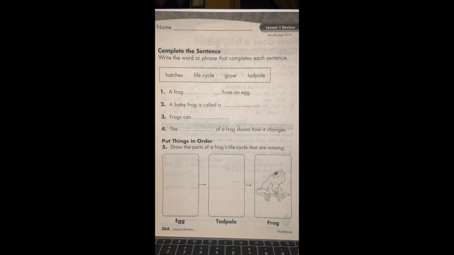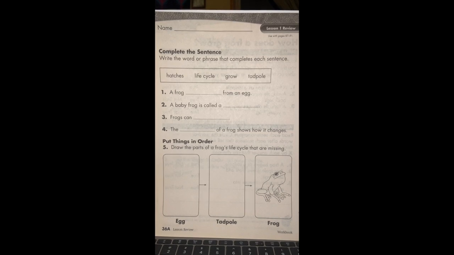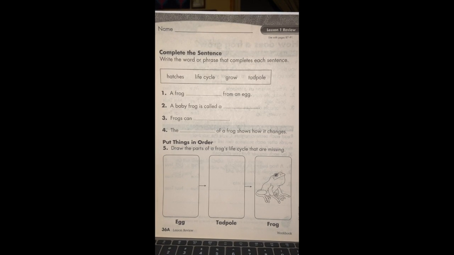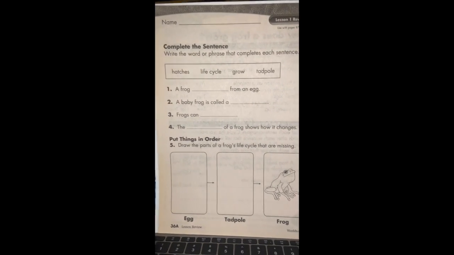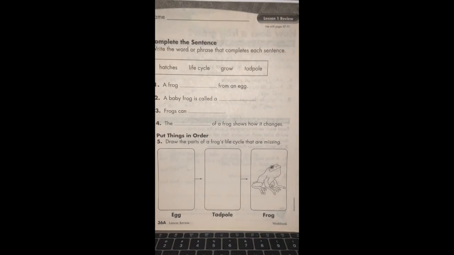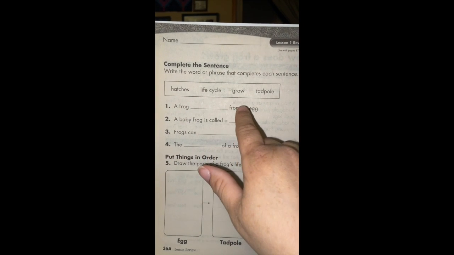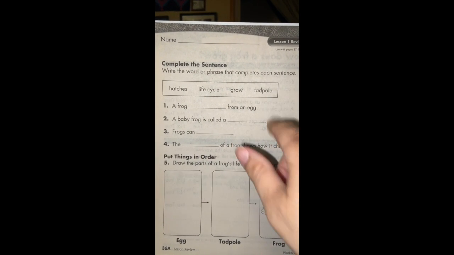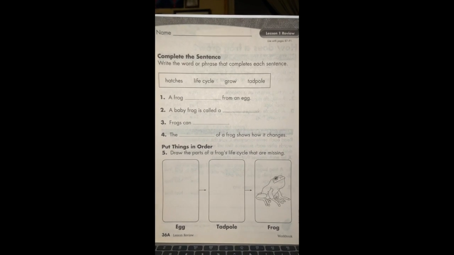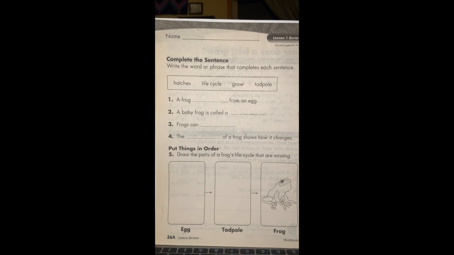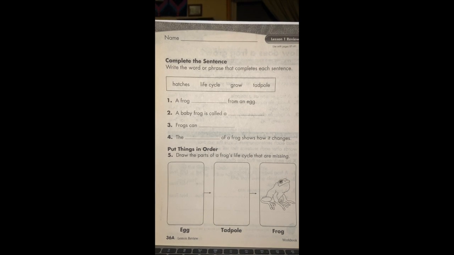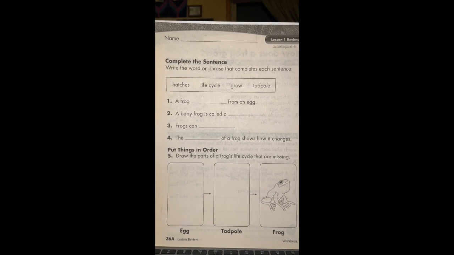Lesson 1 review. Complete the sentence. Write the word or phrase that completes each sentence. So at the top you have 4 words. You have hatches, life cycle, grow, and tadpole. So fill in the blank for each one. Number 1, a frog blank from an egg. Write in which one you think it is.